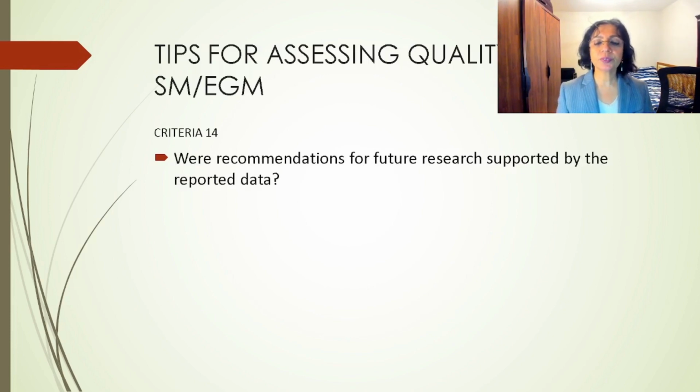Are recommendations for future research supported by the reported data? So this is again based on what type of data is there in the systematic map. If the systematic map is of systematic reviews, we expect to see systematic review level recommendations for future research. Or if the systematic map contains both primary studies like randomized controlled trials and other types of primary studies, we expect recommendations at the primary study level also. This again depends upon what data is available.